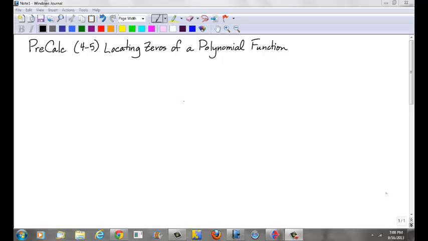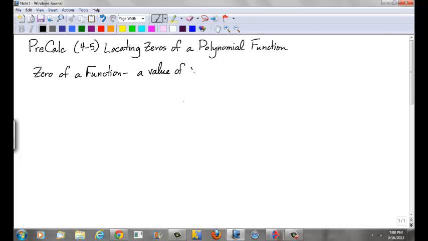Okay, this is on locating zeros of a polynomial function. And first let's go back to a zero of a function. They might call it a zero, a root, or a solution. A zero of a function is a value of x for which f of x equals 0.